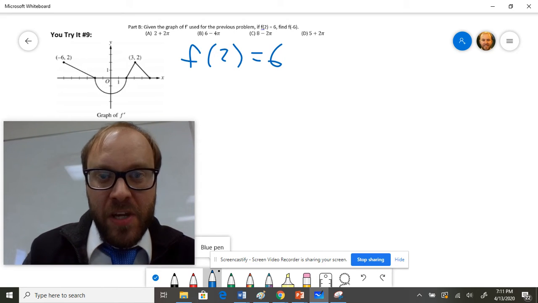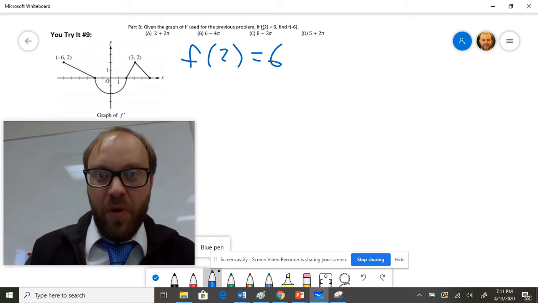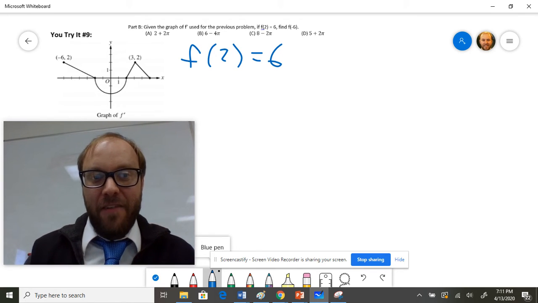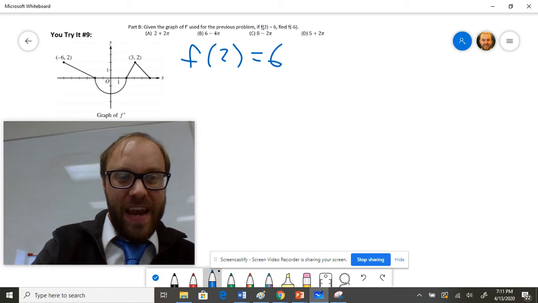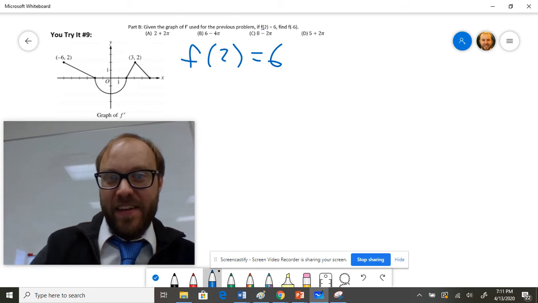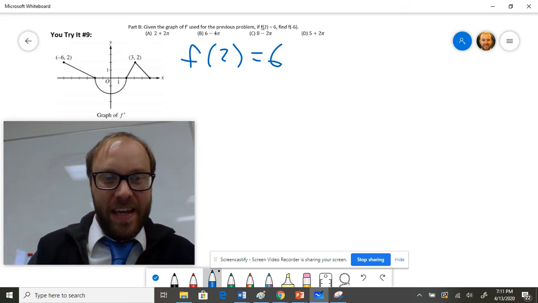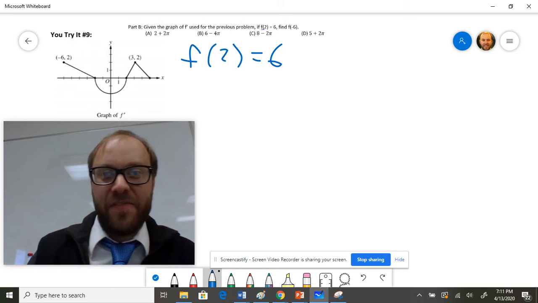We have f prime, so we know we're going to be taking the integral of f prime to get back information about f. And we should love this problem because, look, we've got areas of things that are very easy to find. Integrals are areas, right? And we've got triangles, and we've got a half circle there.